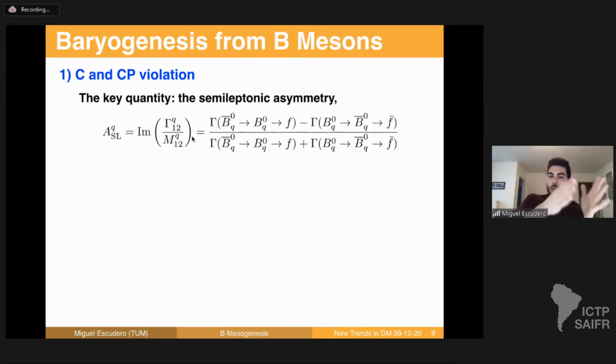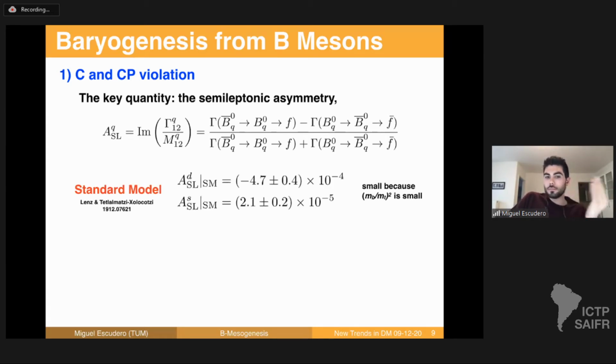it's literally the number of times a B-Meson will decay into matter minus the number of times a B-Meson will decay into antimatter, divided by the sum of the two. So it's very clear that if this number is different from 0, then CP is not a good symmetry. We know the electroweak interactions violate CP, and these numbers are different from 0 in the standard model, and these are the values for the B sub D and B sub S mesons. So they are at the level of 10 to the minus 5 and 10 to the minus 4.